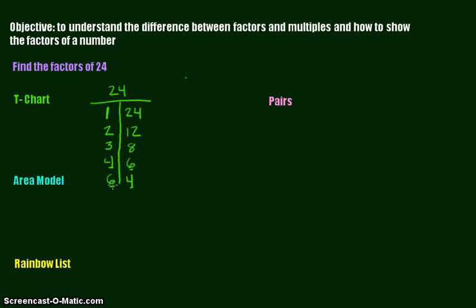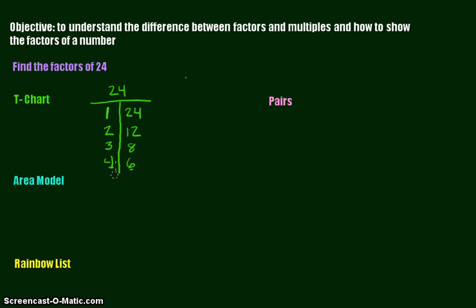And if I kept going, I would see 7 doesn't go into it, but 8, I would say 8 times 3. I've been repeating myself now. So once you start saying that you're repeating yourself in the t-chart, you're done. You finished it. You found all the factors that you need to. You don't need to repeat yourself.